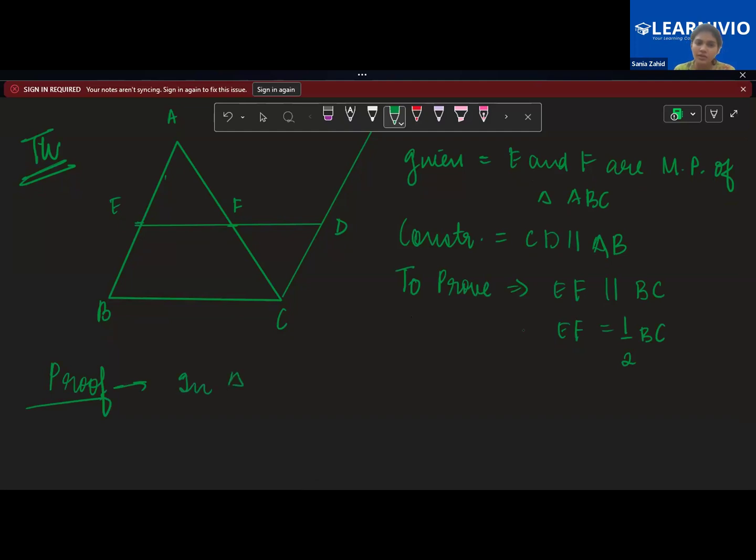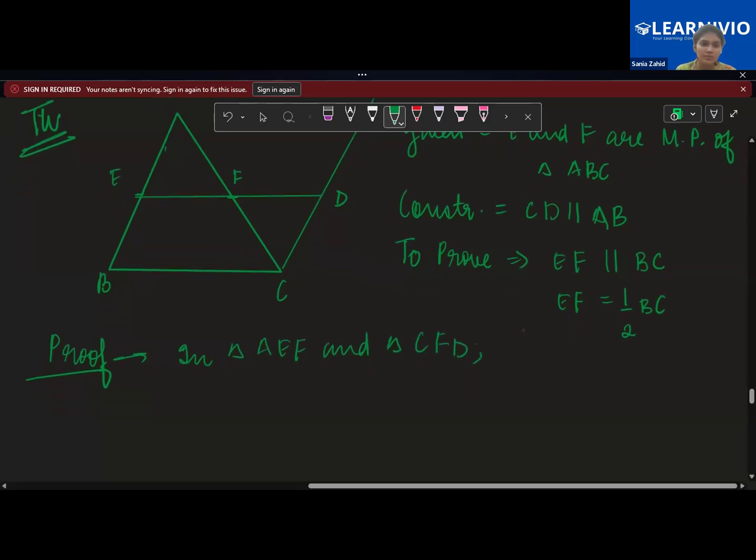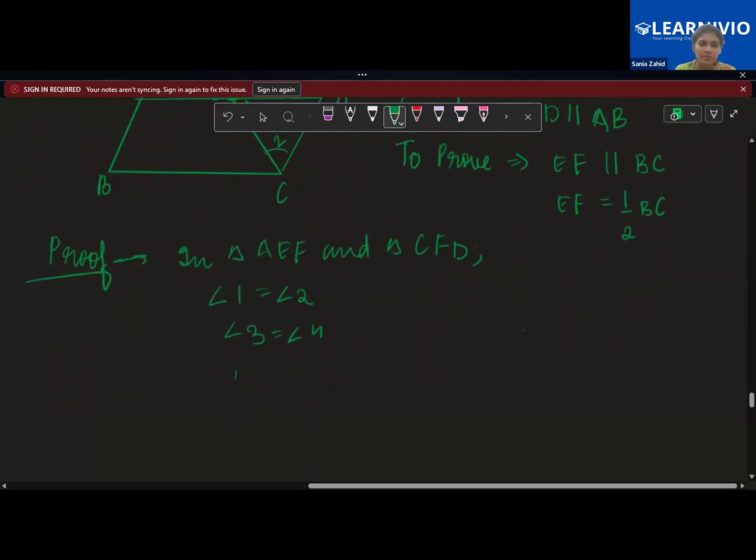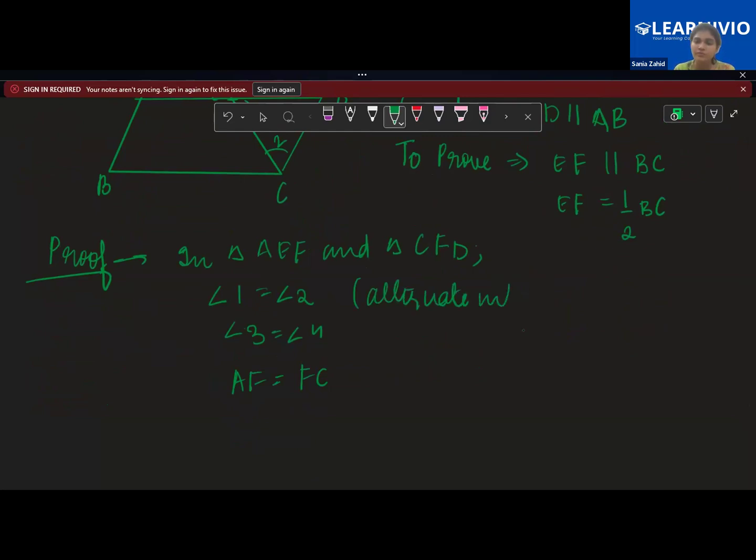In triangle AEF and triangle CFD, what do I have? Angle 1 is equal to angle 2, angle 3 is equal to angle 4, AF is equal to FC. Alternate interior angles. Hafsa, now try to understand, child, and whenever you are not able to understand, just tell me at that point only.